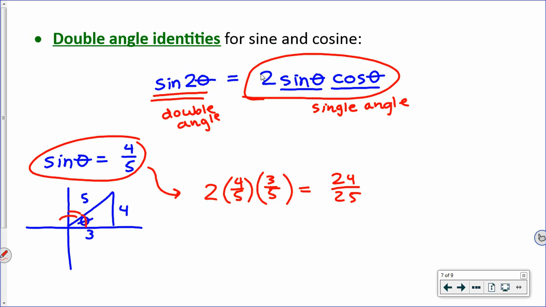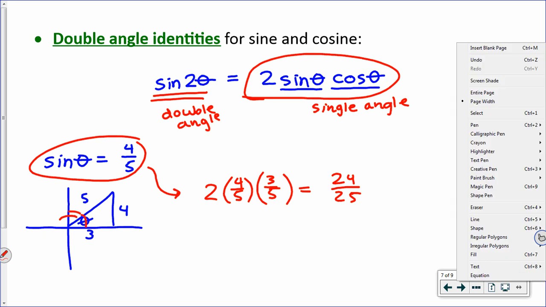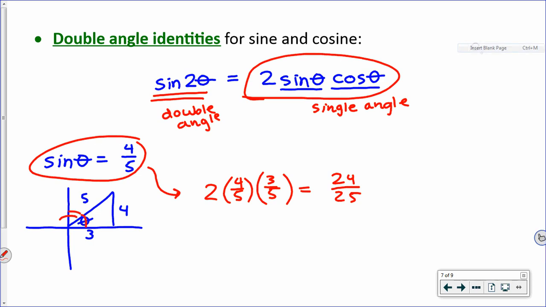Actually, I think I'm going to add a new slide for that. For cosine double angle, there are 3 versions in the formula booklet that we can use. And it looks a little confusing when they're all written on one line. So one version is cosine squared theta minus sine squared theta. That's one version of the cosine double angle.